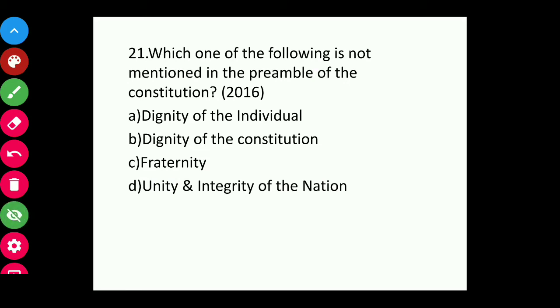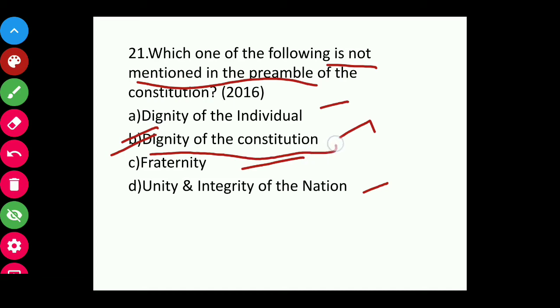Which one of the following is not mentioned in the preamble of the Constitution? A. Dignity of the individual. B. Dignity of the Constitution. C. Fraternity. D. Unity and integrity of the nation. So the answer is B. Dignity of the Constitution. It is not mentioned in the preamble of the Constitution.